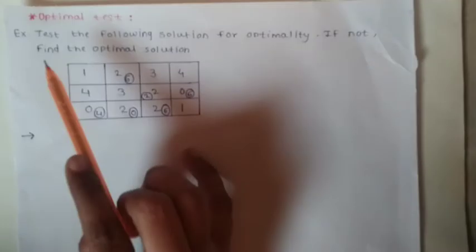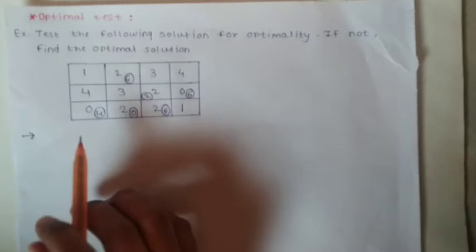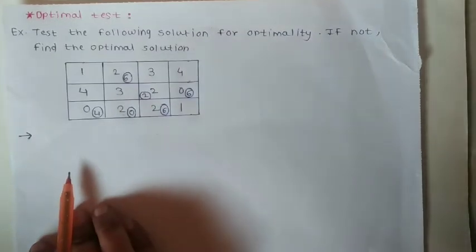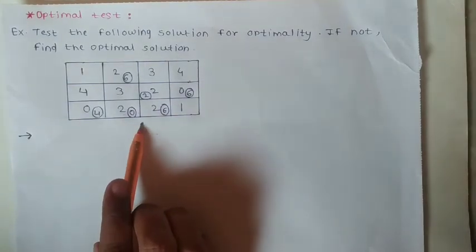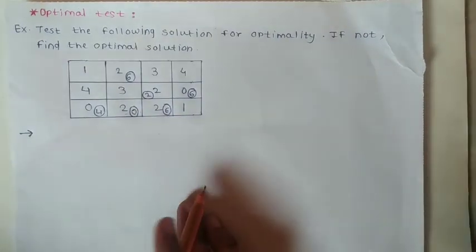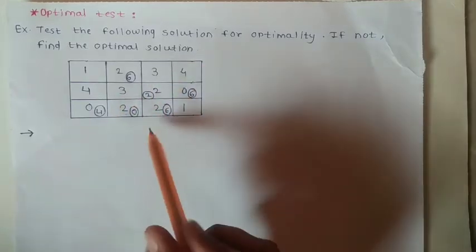Optimal test. Example: test the following solution for optimality. If not, find the optimal solution. Here a transportation table is given with allocations. So first we find the number of allocations.